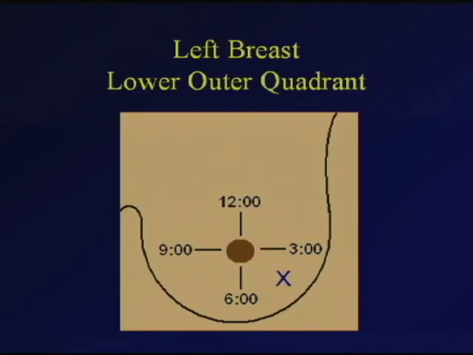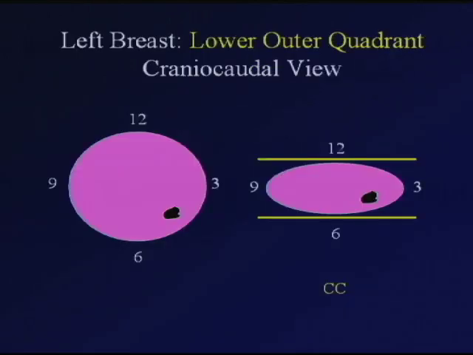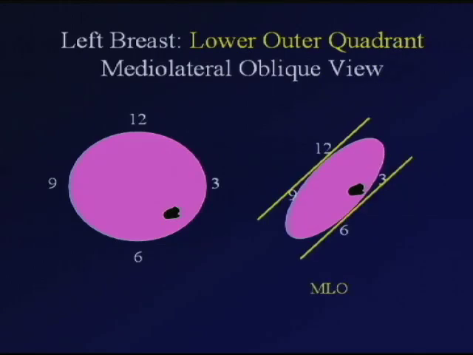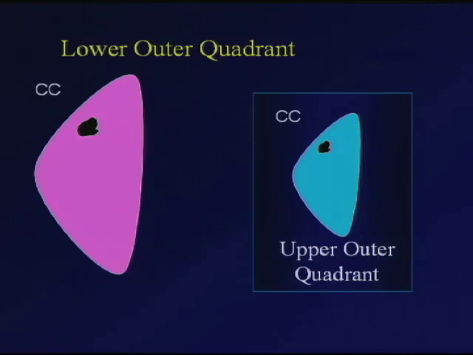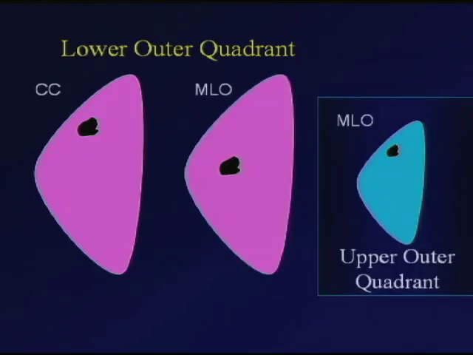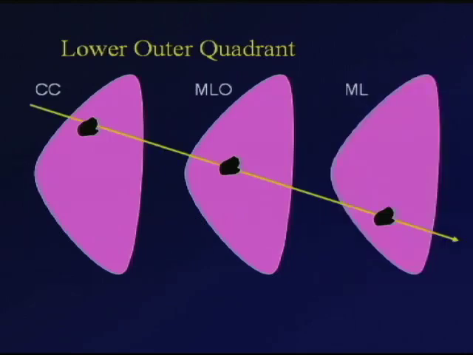We can do the same thing with a mass in the lower outer quadrant. Here we have the mass on the CC view, on the MLO view, and on the 90-degree lateral view. And here we have a schematic showing the mass on the CC view, looking very similar to what you might find in the upper outer quadrant. On the MLO view, the mass is going to be lower in the breast, but this looks a little different than it would if it were in the upper outer quadrant. And on the 90-degree lateral view, it shows you how low in the breast it actually is.